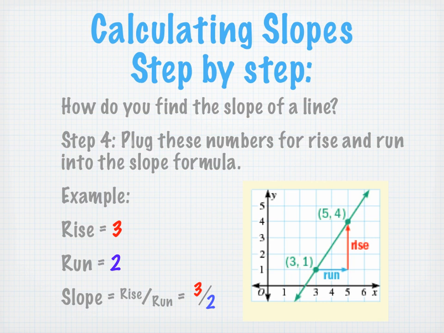I encourage you to leave slopes in their fraction form whenever you can. The nice thing about the fraction form of a slope is that you can see the rise is the numerator, that's the number on top of the fraction, and the run is the denominator, the number on the bottom of the fraction. If you were to convert this fraction, 3 over 2, into a decimal, it would become 1.5, and you can no longer tell what the rise and run are from that decimal. Again, leave your slopes in fraction form when you can.